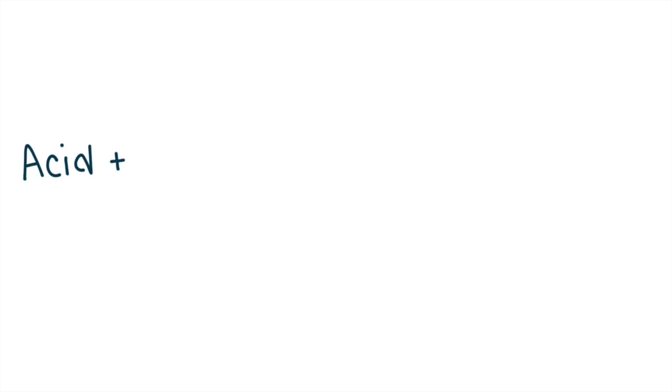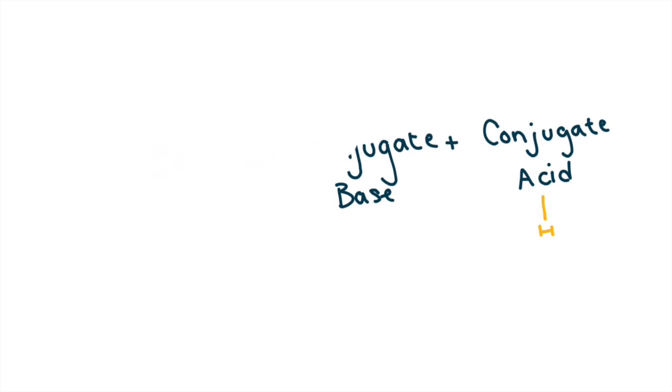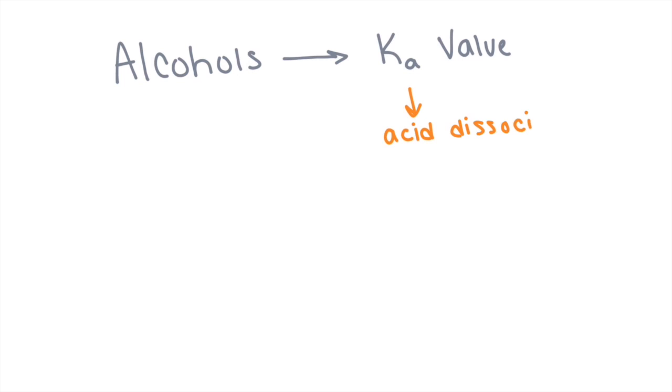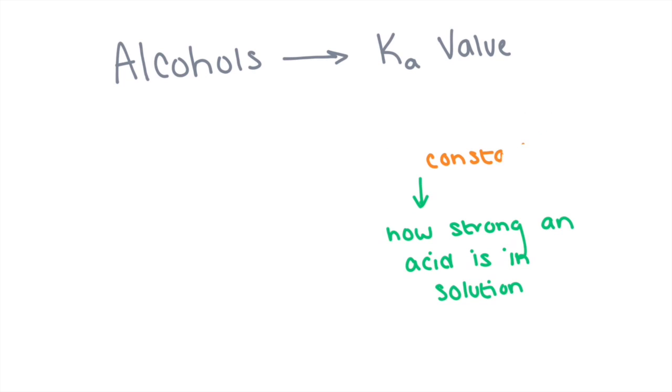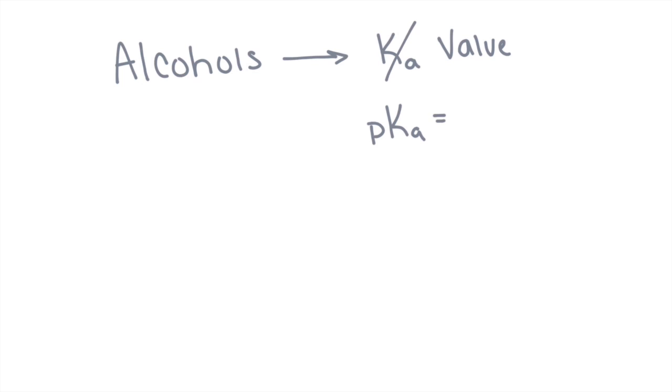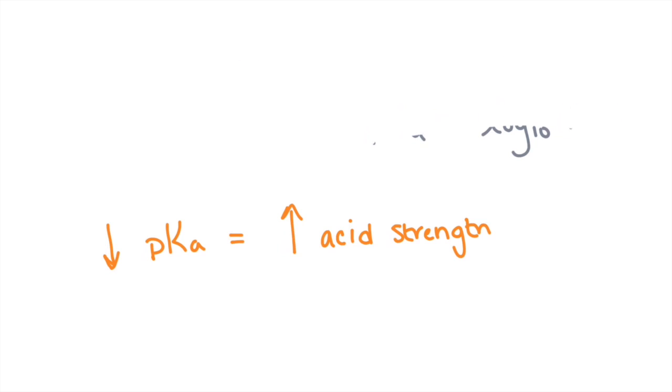When we react acids and bases together, the protonated base is called a conjugate acid, and the deprotonated acid is called a conjugate base. Just like all other acids, alcohols that behave as acids have a Ka value, or an acid dissociation constant. The Ka value is a measure of how strong an acid is in a solution. However, typically we look at a pKa value, which is equal to the negative common logarithm of the Ka value of the acid. In terms of acidity, the smaller the pKa, the stronger the acid is.